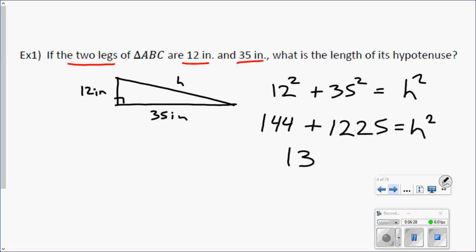What? I'm not sure what that means, but hold on. Let's just add it up. I'm trying to do this in my head and I can't get it. So, how do I find H? If H squared is 1,369, how do I find H?